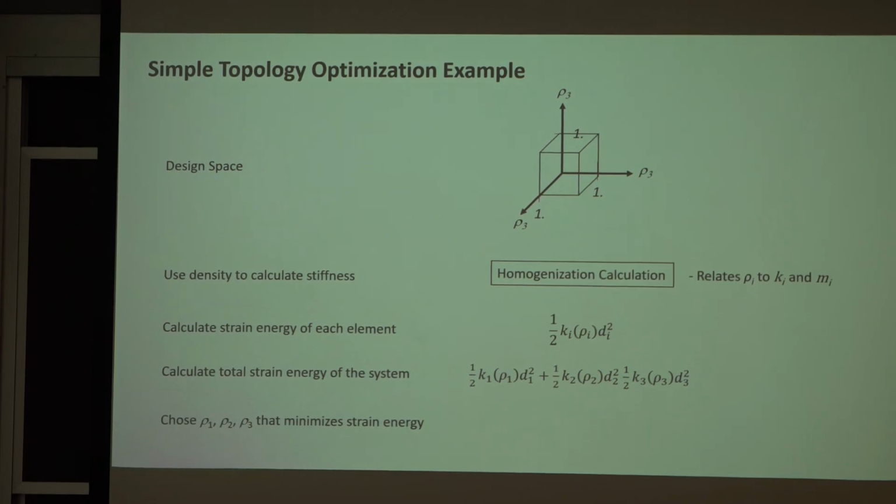Using this homogenization approach, which is very complicated, I'm not going to go over here, you can then relate the density of each of those elements to a stiffness matrix, K, and a mass, M. Then you can very easily calculate out the strain energy, the aggregate strain energy. So you use finite element analysis to figure out what the strain is on each element. And then you can calculate a stiffness matrix. Then you can add up this. You can calculate the strain energy for each of those elements. And then you can add all those up and get an aggregate strain energy for the whole system.